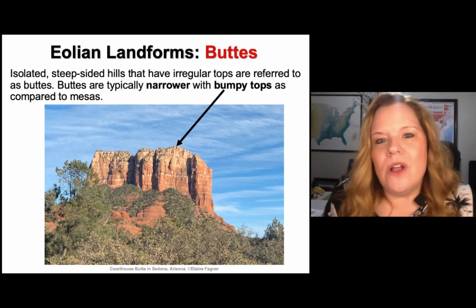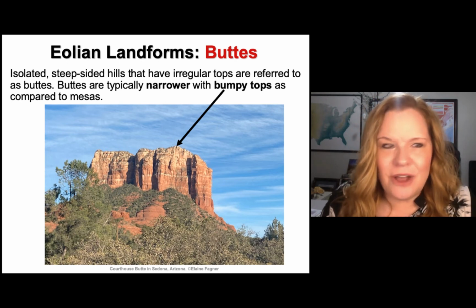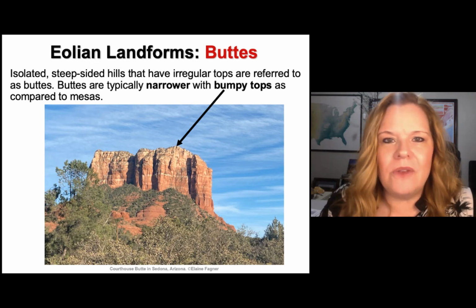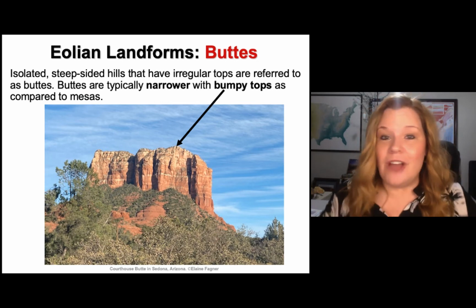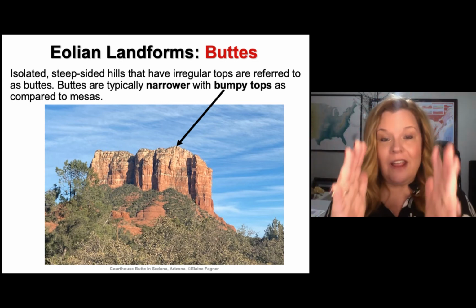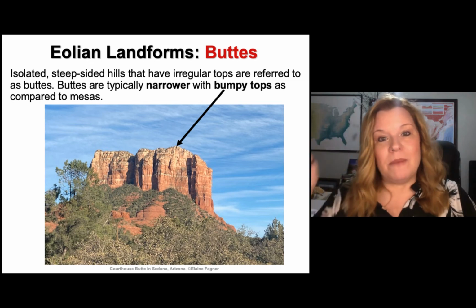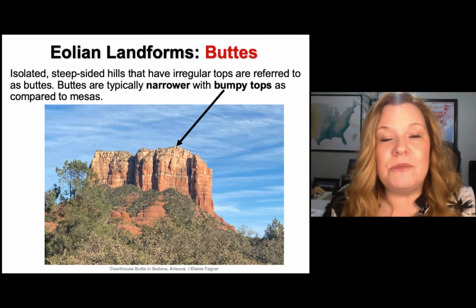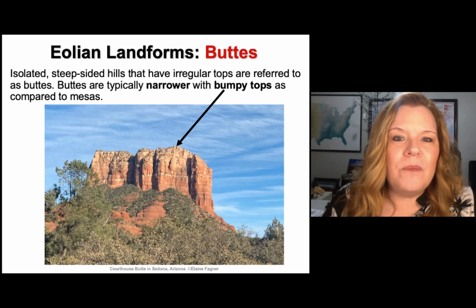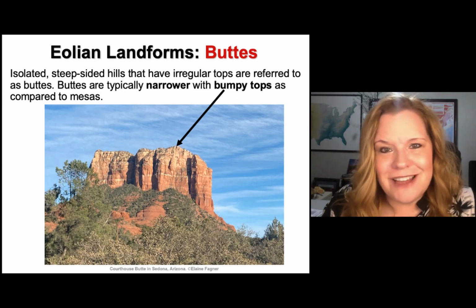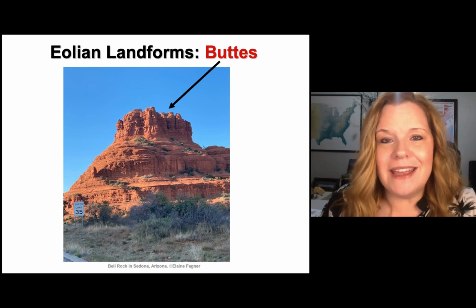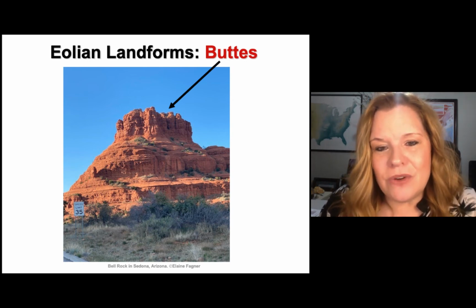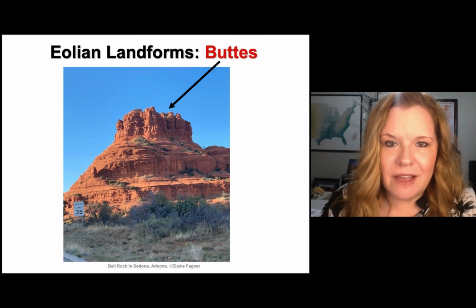Buttes, however, are different. I know online you can see a lot of definitions that buttes are just weathered down mesas. There's some truth to that, but they have a different appearance. They're not nearly as wide, they're skinnier, they're steep, and they usually have a bumpy or irregular top, like this butte in Sedona. So it's not flat on top. This is another butte. This is actually Bell Rock, a very famous place to hike in Sedona, Arizona. It has a bumpy top. It qualifies as a butte.